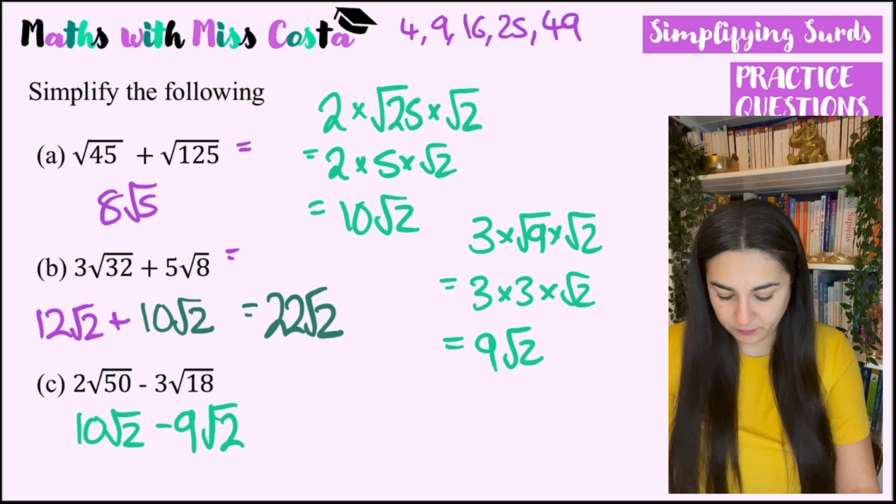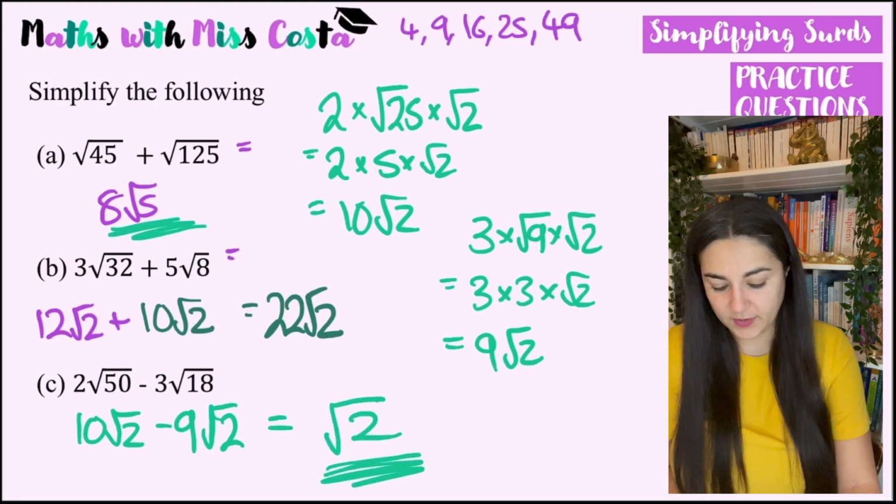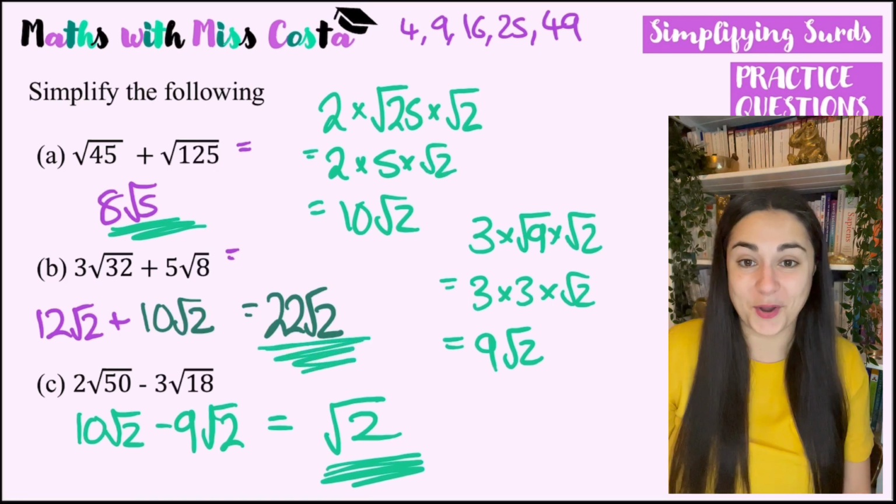So I've got 10 root 2, take away 9 root 2, which would just leave me with root 2. So there are your answers, a nice and quick video. Hopefully that was helpful.